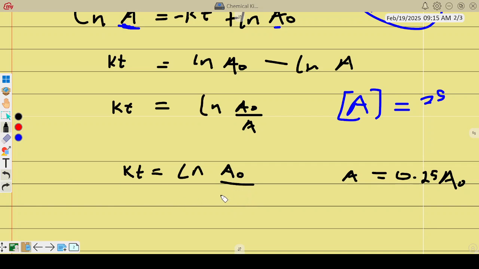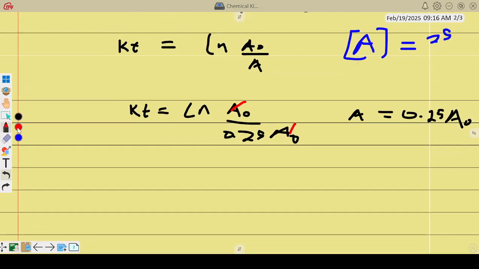It will be 0.25 a naught. Okay. Alright, so I think here you can see very well that the a naughts will cancel. And then we're going to have kt. So we have this kt will be equal to ln.